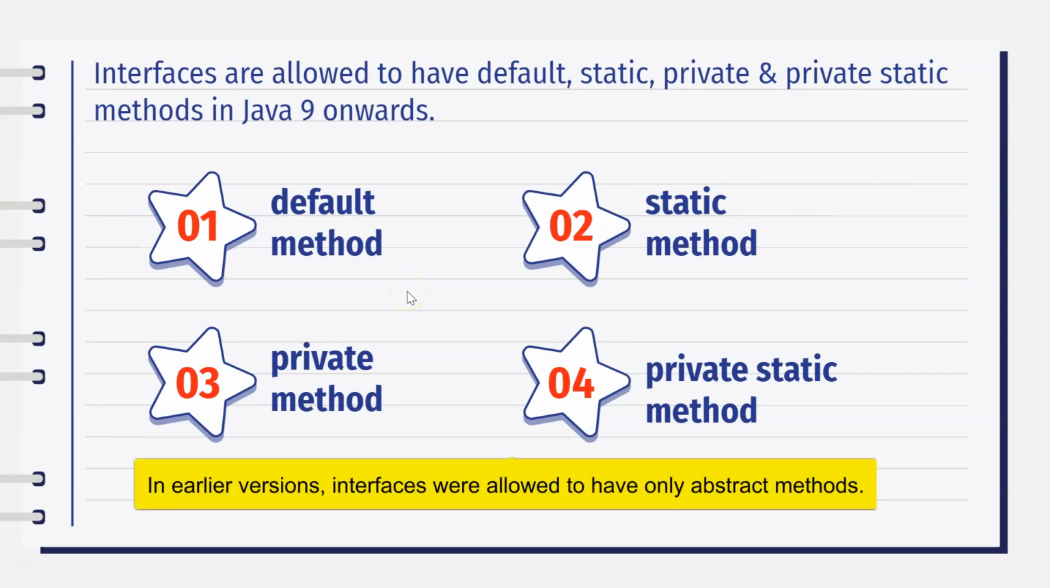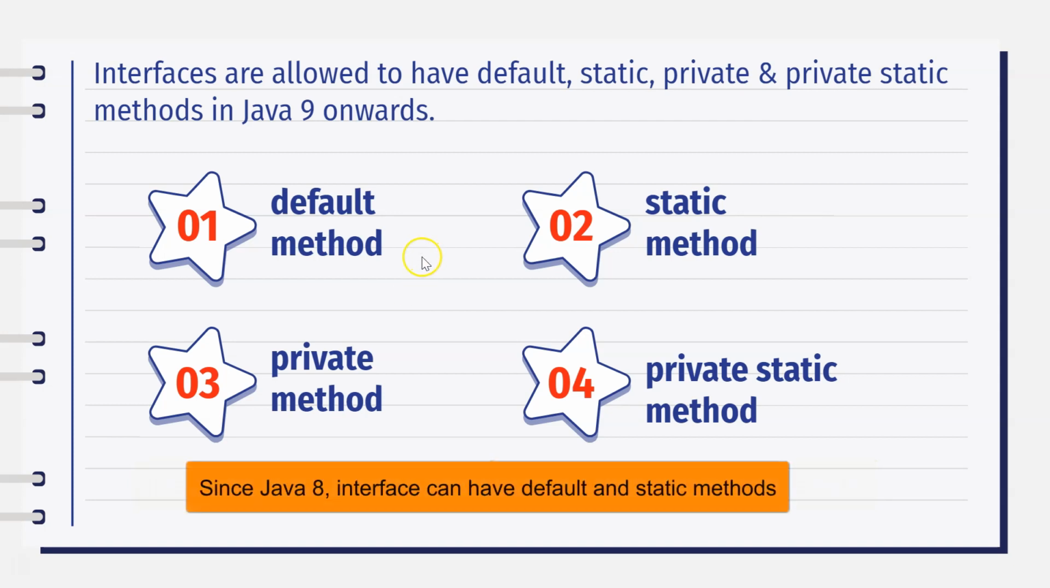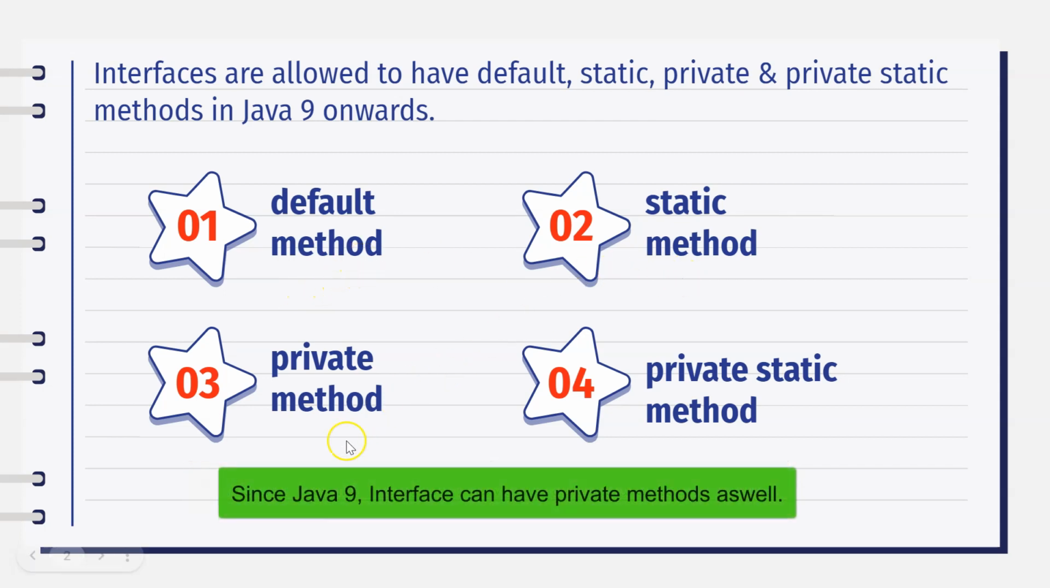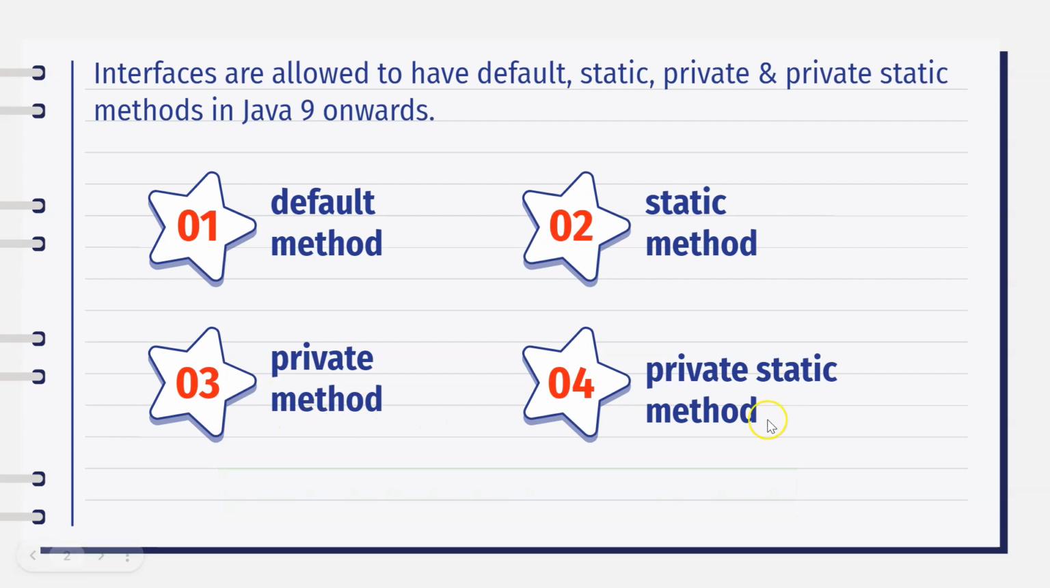Before Java 8, interfaces could have only public abstract methods, right? And as part of Java 8, interfaces are allowed to have default and static methods. And in Java 9, interfaces can have private methods as well, right? So basically private and private static methods. So we'll talk about each one in this video. All right, so that being said, let's begin the video.